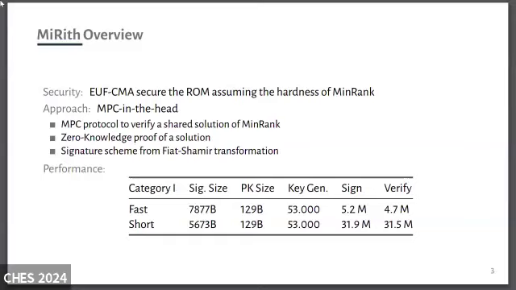So here you see the parameters for the category 1 parameter sets. As you see, we propose multiple parameter sets, fast and short, which have signature sizes from 7.8 kilobytes down to 5.6. Public key size and keygen are rather small and fast, but signing and verifying can be done in about 5 million cycles on a modern Intel CPU with AVX2 enabled.